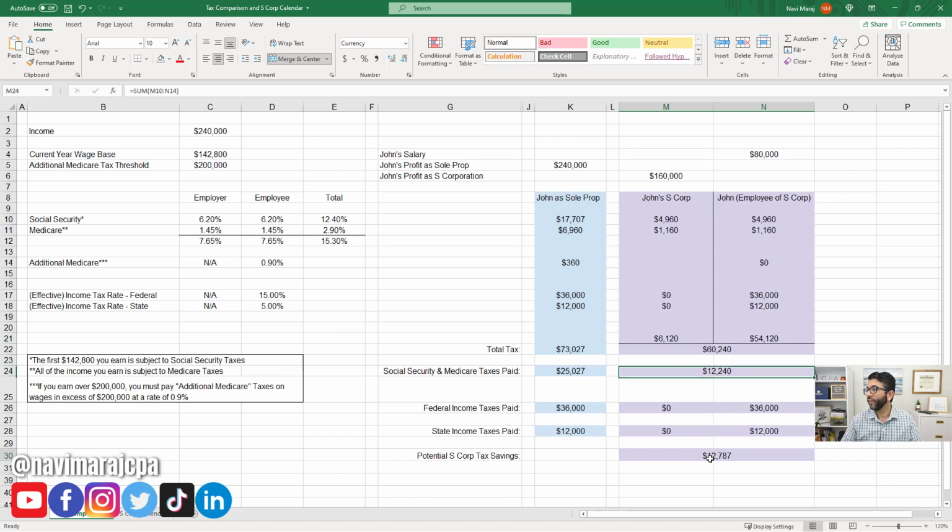Okay. So the difference is down here, $12,787 in approximate S Corp tax savings. So, that's kind of why people end up being an S corporation.